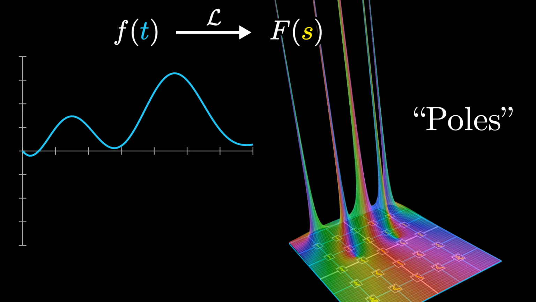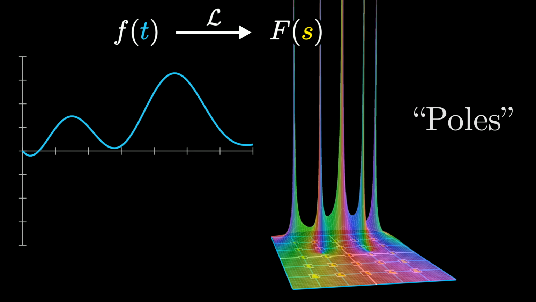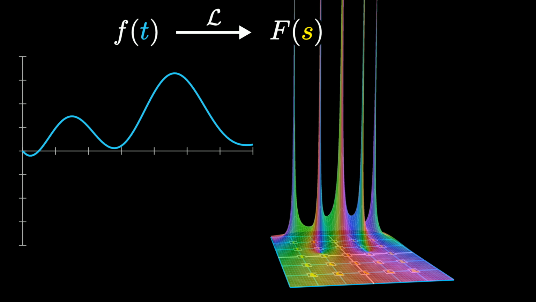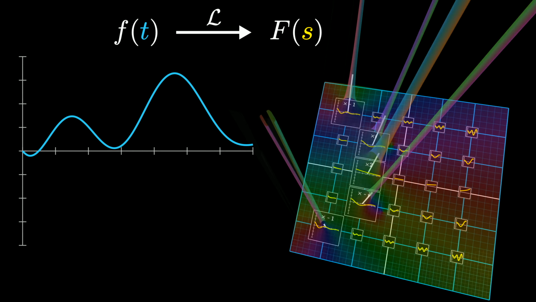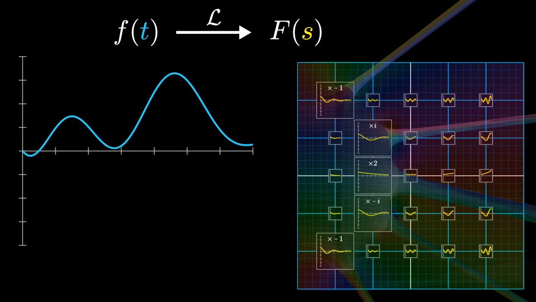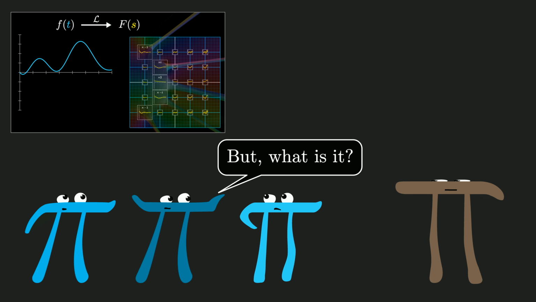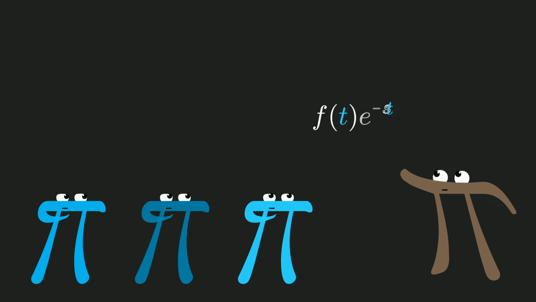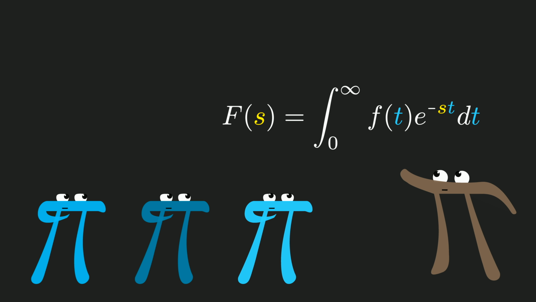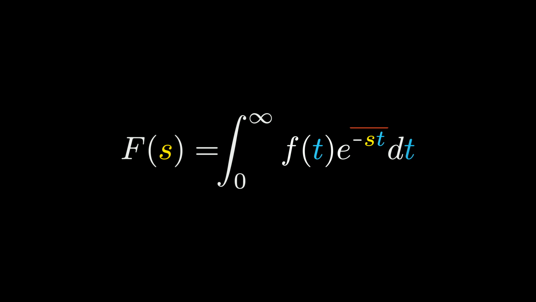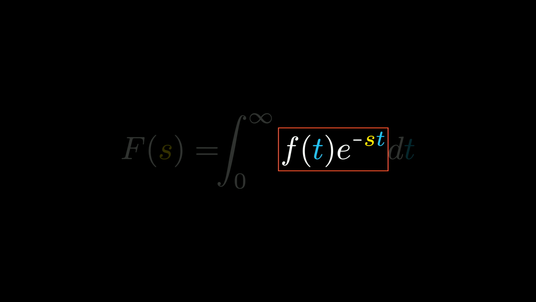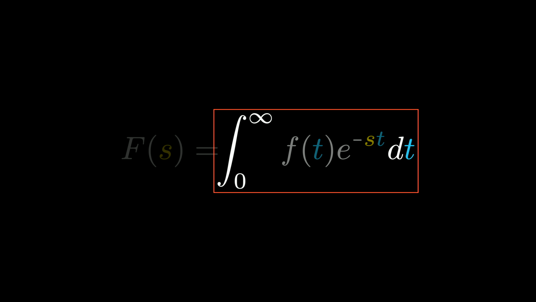So even if you didn't know ahead of time how your function could be broken down as a sum of exponentials, if you understand this transformed version, and specifically if you understand the poles, that can reveal for you what those exponential pieces are. At this point, you're probably itching to see how this thing is actually defined, and in its full glory, this is what that definition looks like, which we can think of as two separate steps. First, you multiply your function by the expression e to the negative st, and then second, you integrate that result over time from t equals 0 to infinity.